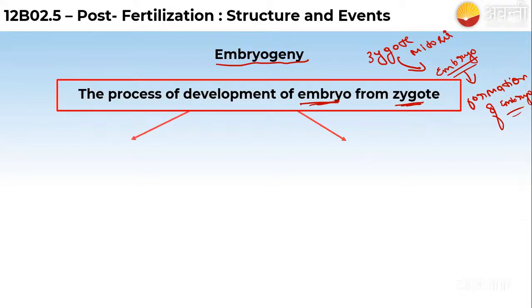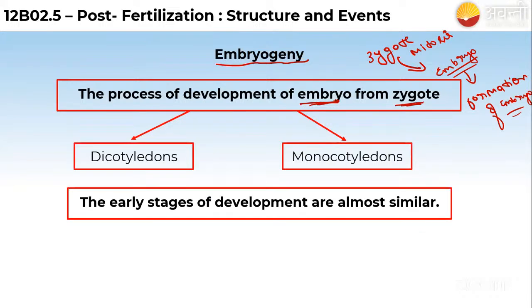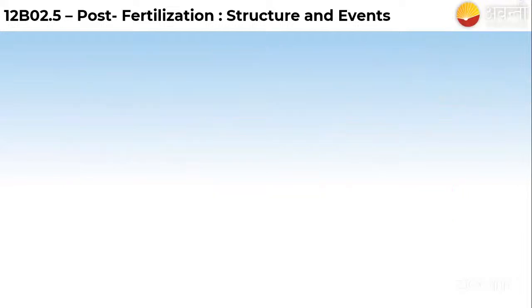Okay. So we have two types, right? One is dicotyledon and the other is monocotyledon. In both, the early stages of the development of the embryo are similar. Remember this point. Okay. Fine. So the embryo is diploid in nature. Kindly make a note of this. Embryo is diploid in nature. Fine. Let us talk about the embryogeny in dicotyledon.